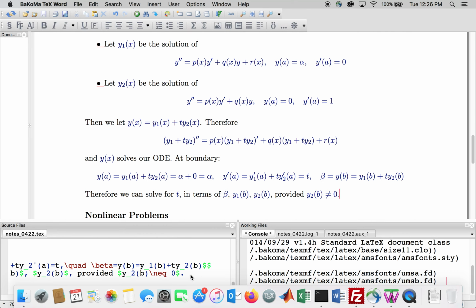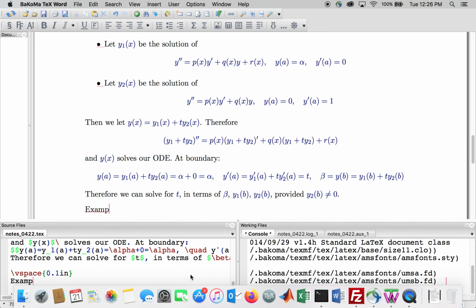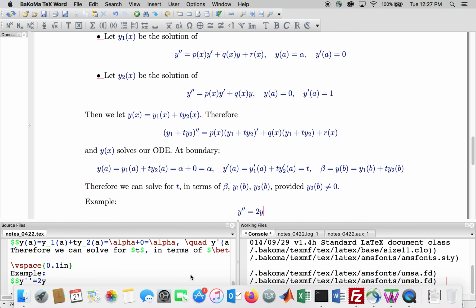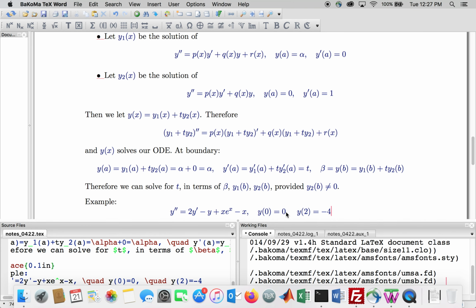Okay, now, but just as an example, we have this boundary value problem. Y double prime is 2y prime minus y plus x e to the x minus x. So x e to the x minus x is the r of x from a general linear problem. And boundary conditions are specified at x equals 0 and x equals 2. So a is 0, b is 2. So alpha is 0 and beta is equal to minus 4.